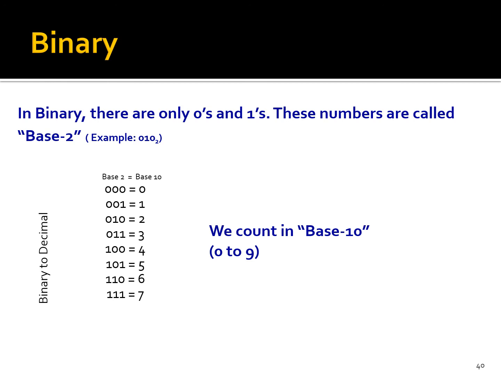A 3 would be a 1, 1. A 4 would be a 1, 0, 0. 5 is 1, 0, 1. 6 is 1, 1, 0. 7 is 1, 1, 1. And then we'd have to go to another digit for 8.